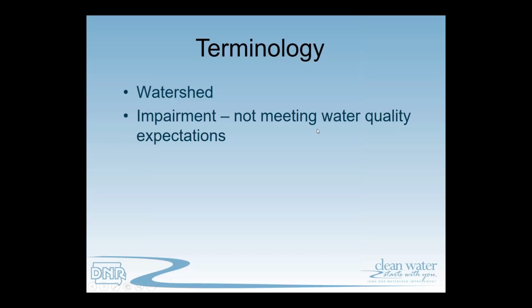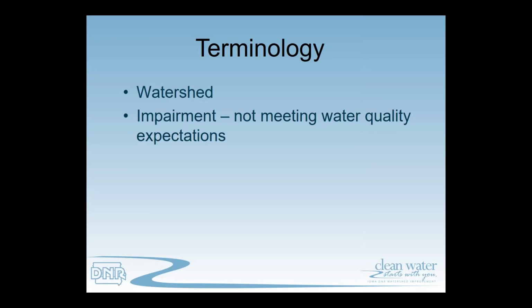The next term that I wanted to talk about is the word impairment. You're going to see this a lot, either within the document that's on our website, or just in this conversation that we're having here today. Impairment is basically a fancy term for saying that we're not meeting the expectations that we have for the water quality in Bob White Lake. We have this set of water quality standards, which are basically like, these are what we expect the water to do.